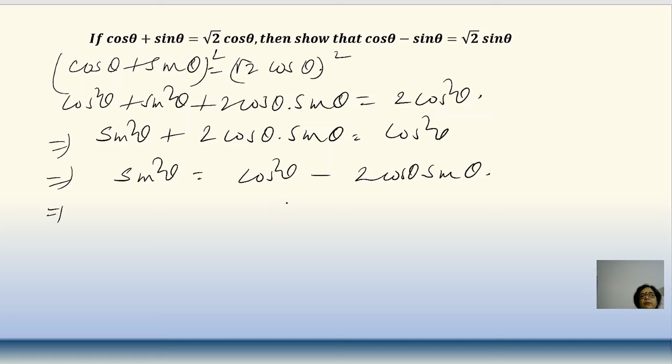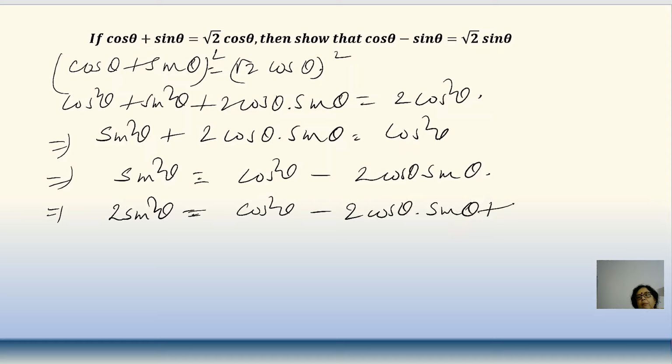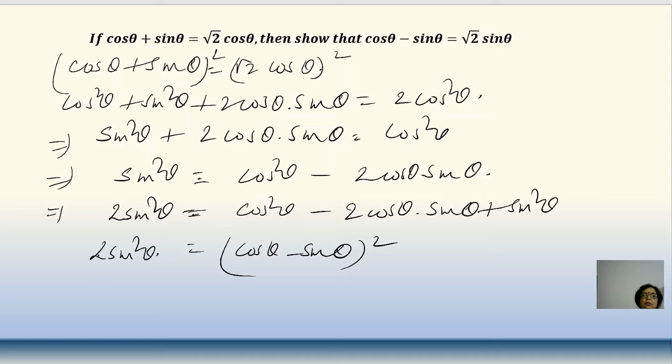And since we have to get here cos theta minus sine theta, we will add sine square theta on both the sides. This is an equation, so we can add a term on both the sides. So we get here cos square theta minus 2 cos theta into sine theta plus sine square theta. So the right hand side becomes cos theta minus sine theta the whole square, using a minus b the whole square. So this is equal to 2 sine square theta. So this becomes cos theta minus sine theta is equal to, taking the square root, root 2 sine theta, which is to be proved.